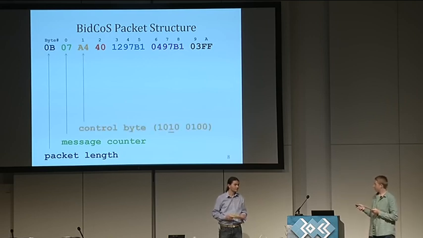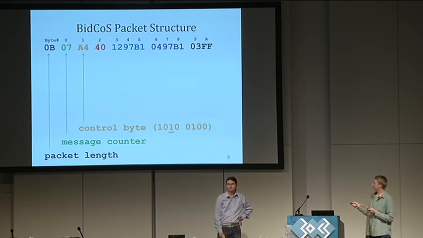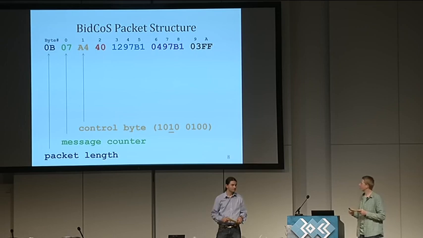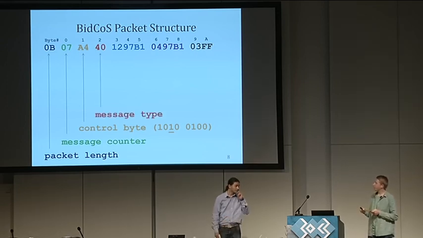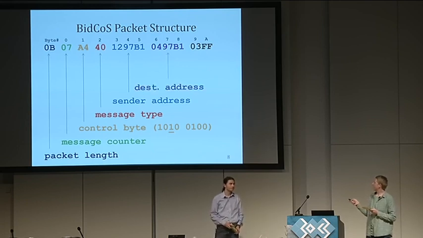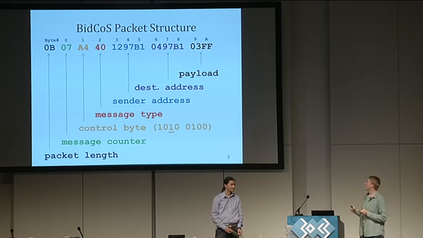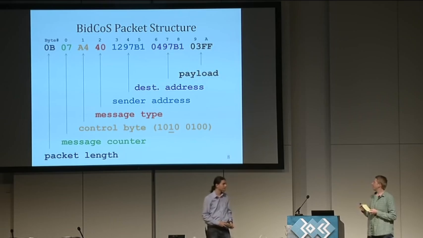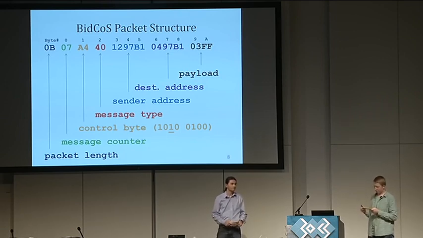Byte one is the control byte, which, for example, encodes the information here at bit five that the communication is bidirectional. This bit, for example, means that a response is expected to this packet. Byte two is the type of the message. Bytes three to five, the sender address. Six to eight, the destination address. And after that, the payload. There is one special destination address, three bytes of 0, which is the broadcast address.